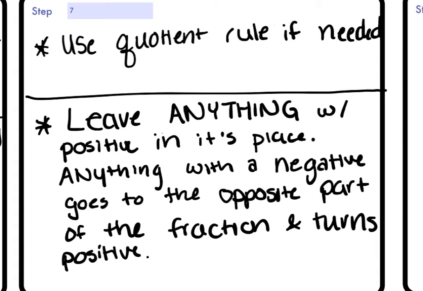After that, if you still have a fraction, you use the quotient rule if needed, but you might not have a fraction, so you might not need it. And the very last one is leave anything with positive in its place. Anything with a negative goes to the opposite part of the fraction and turns positive. And I do mean a negative exponent. Okay, just to be clear. So I'm talking about positive and negative exponents.